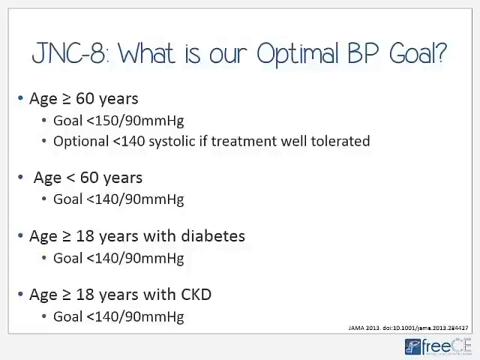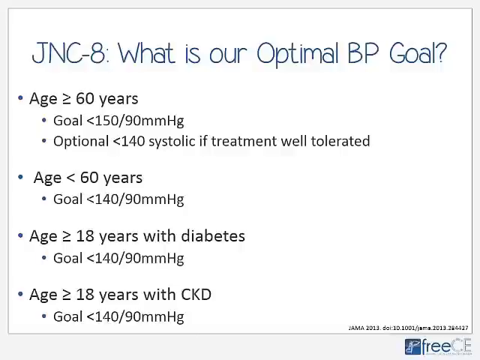So what does JNC-8 say about our optimal blood pressure goal? Well, again, they're going to break it down into different groups. Our older patients, those over 60 years old, their goal should be less than 150 over 90. Easy to remember because that's when we're going to initiate treatment. And they do recommend it's optional to attempt to get a blood pressure less than 140 systolic if the treatment the patient's on is well tolerated.